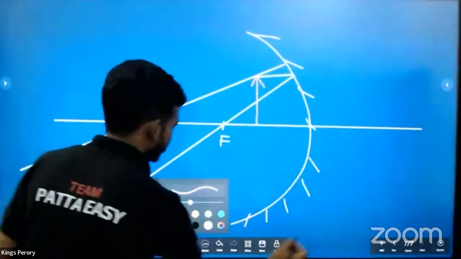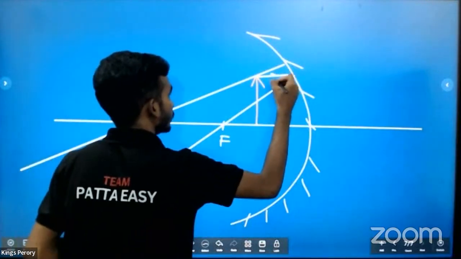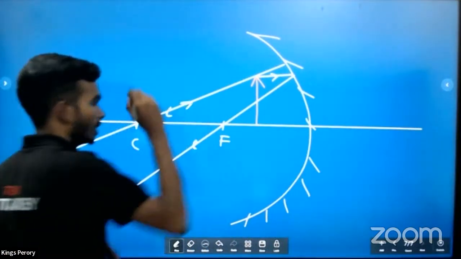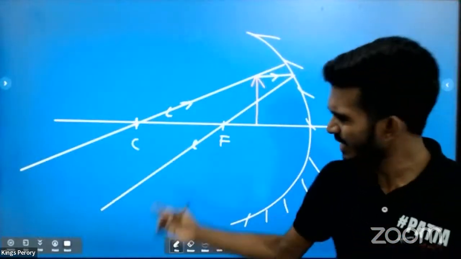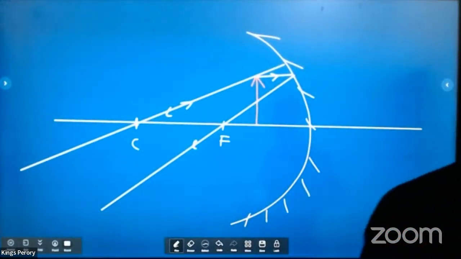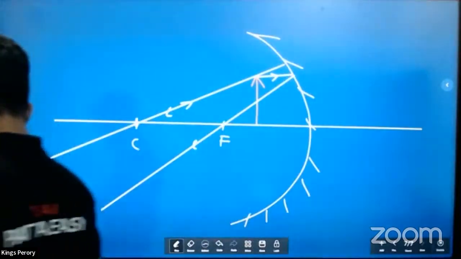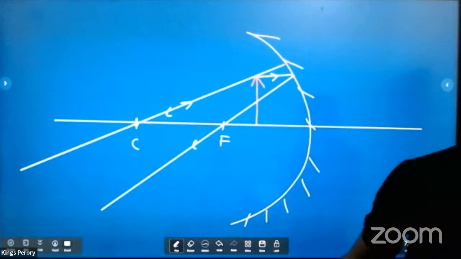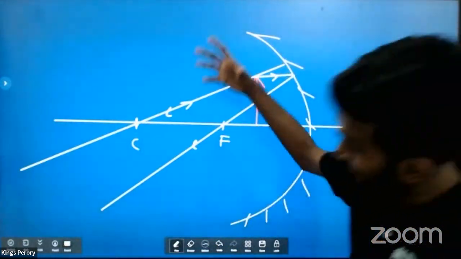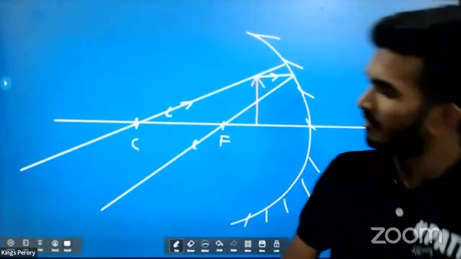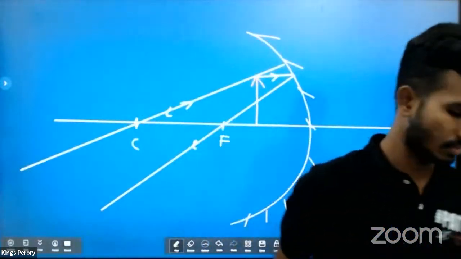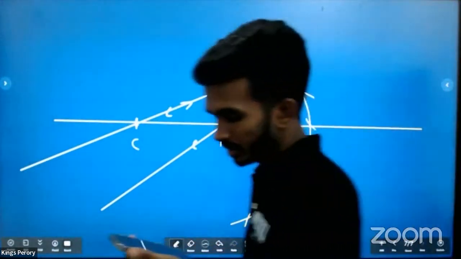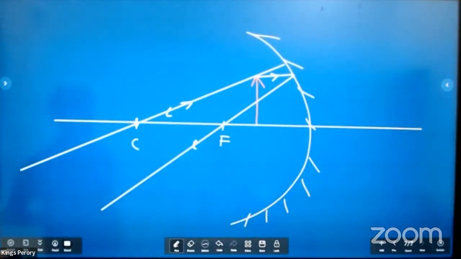You all tell me, is it meeting this side? Are the light rays meeting this side? Is there any meeting point? Even if I keep on extending, will it ever meet this side? No. Even if I keep on extending, this side the light rays won't meet.